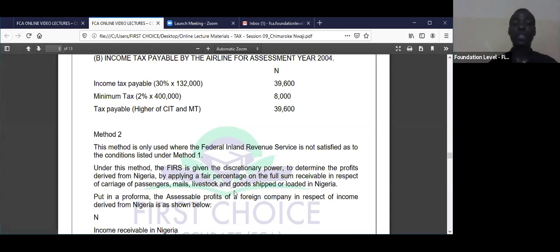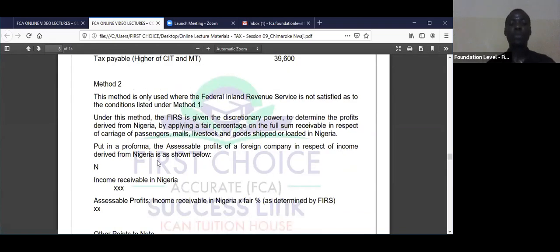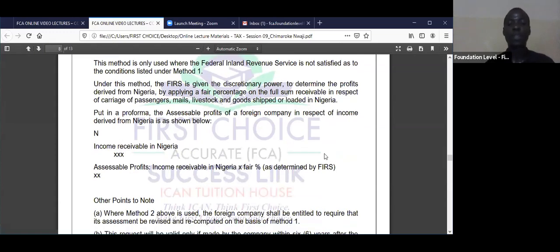So they're not going to be using the method 1 process, where you have to compute the adjusted profit ratio, then you compute the depreciation ratio. They are going to use their discretionary power to do that. So now look at what they will do. They will say, look at your Nigerian income, then look at your assessable profits. They will now use a fair percentage to get it.